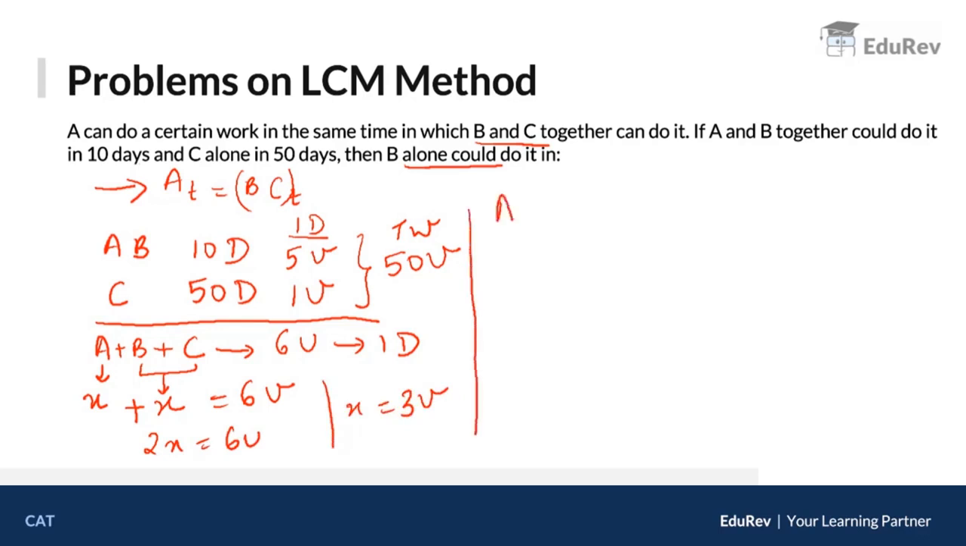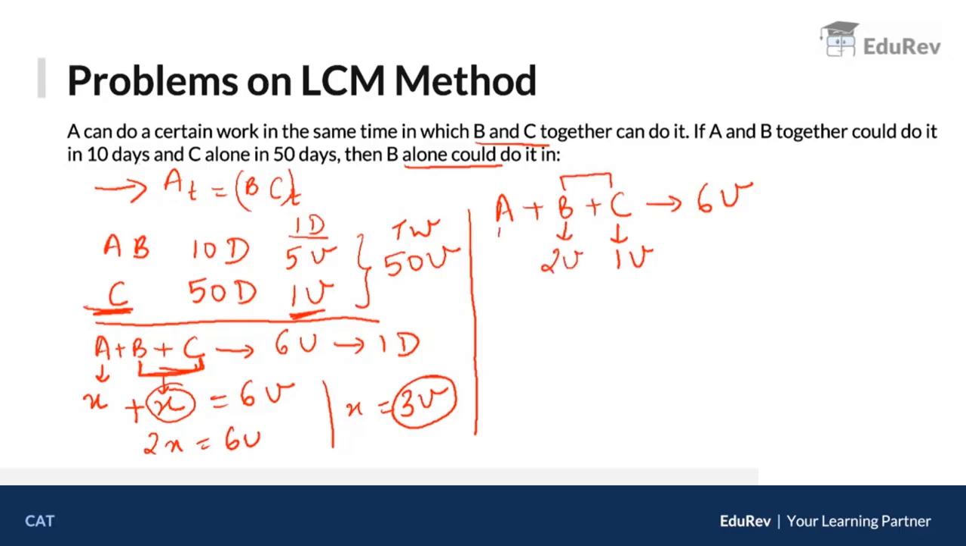Now we know A, B, C together do 6 units. Correct? Out of that, we know C does 1 unit. But you know B plus C was X. And what is the value of X? The value of X is 3 units. So if B plus C is 3, then B will be 2 units. And A is 3 units because this plus this gave you 6.